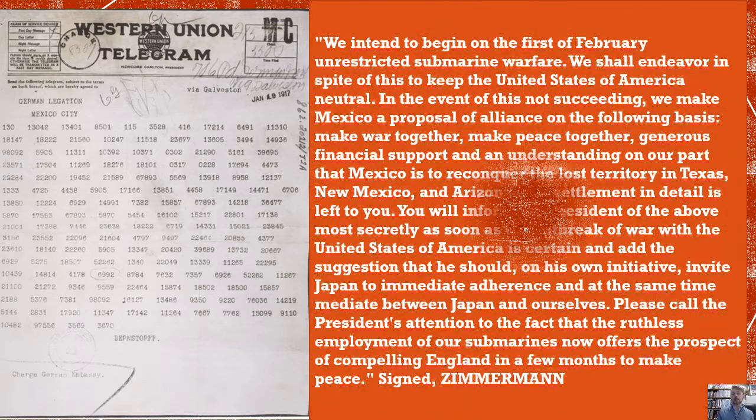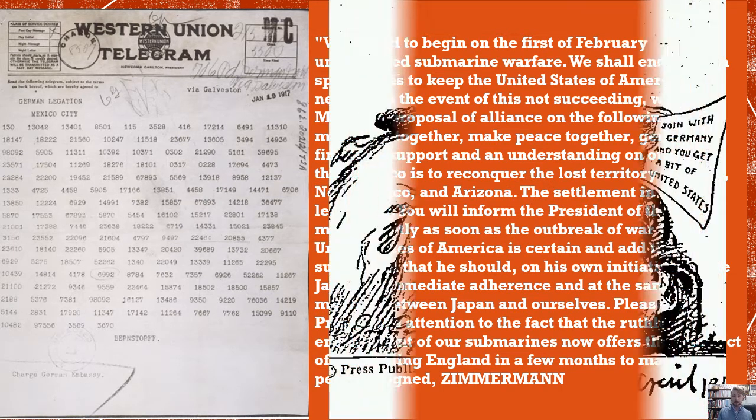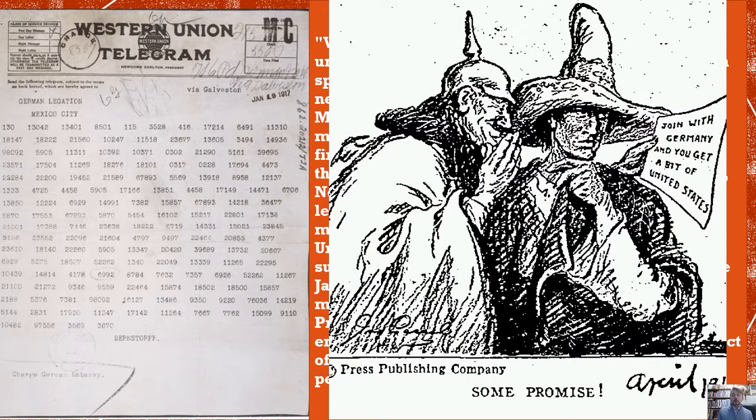Here's the Zimmermann note, a telegram that the British intercepted and broke the code, and then, of course, sent us a copy. The Mexicans were thought to be interested in attacking the U.S. because of poor relations with Mexico between President Wilson and the Mexican government in Wilson's first term, but it turned out not to be the case.